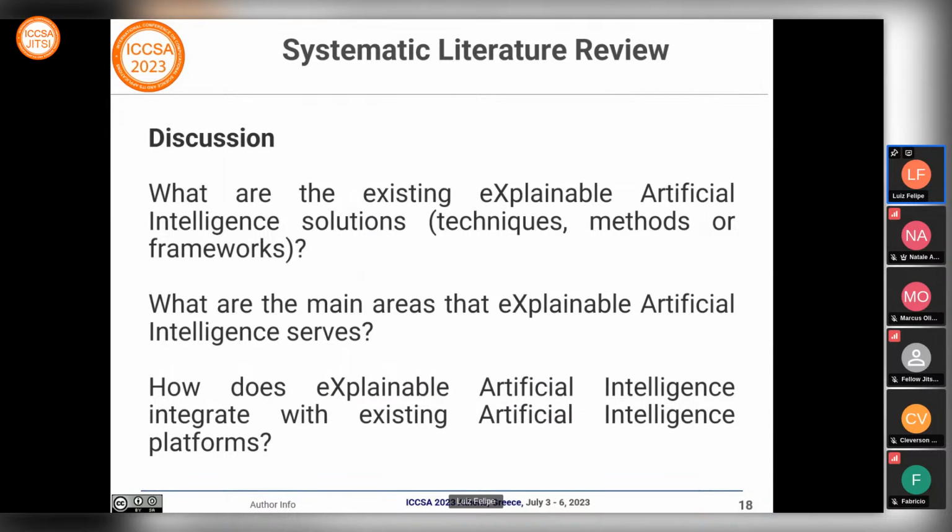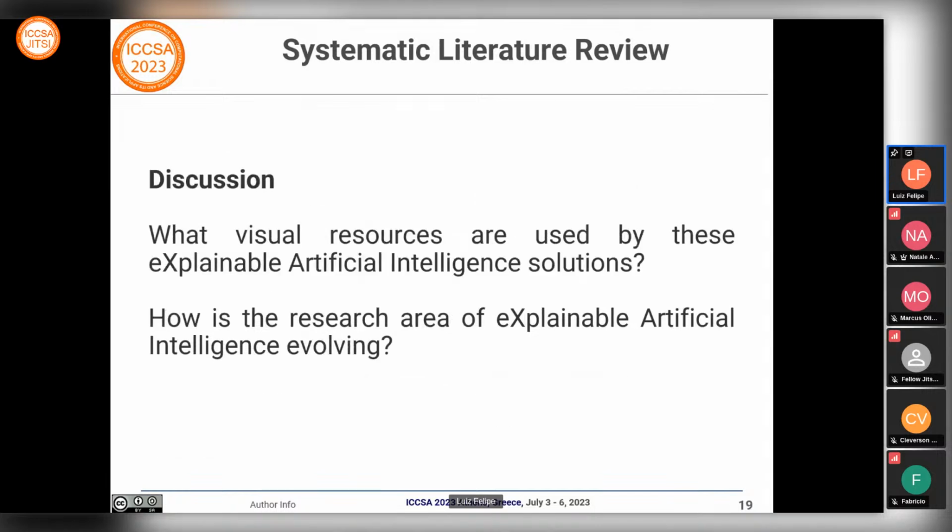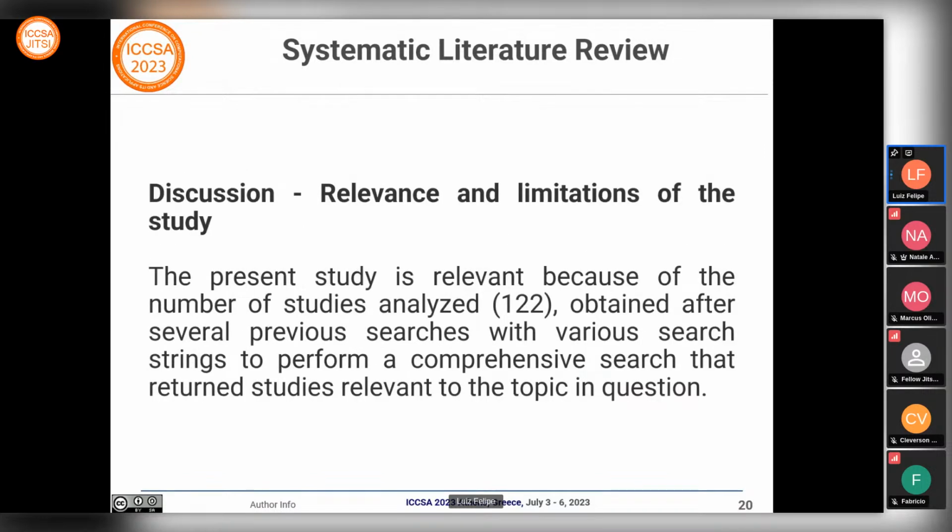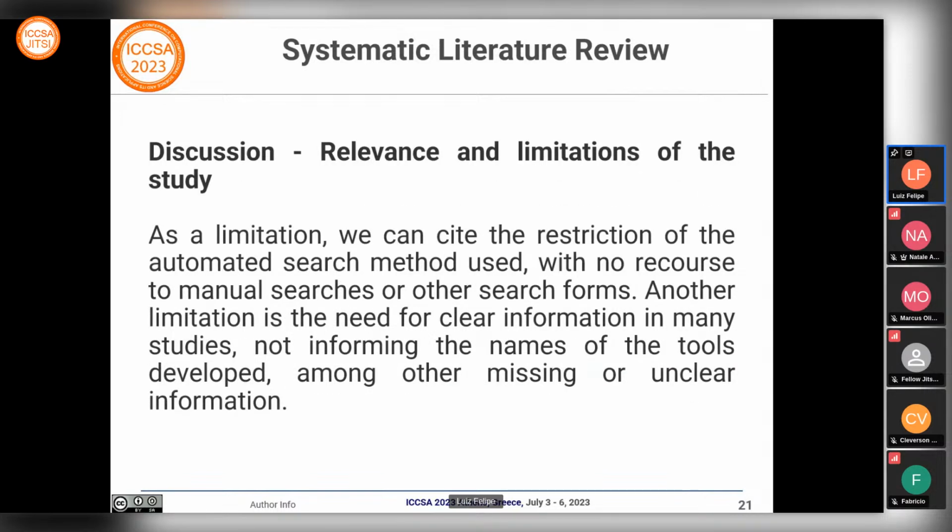Several explainability tools were analyzed, evaluating their areas of application and their ways of integration with artificial intelligence tools. The visual resources used in the evolution of the area are also analyzed. The review was relevant because of the number of studies analyzed and the search process used. As a limitation, we can cite the use of automated search methods and the lack of complete and clean information in parts of the articles.